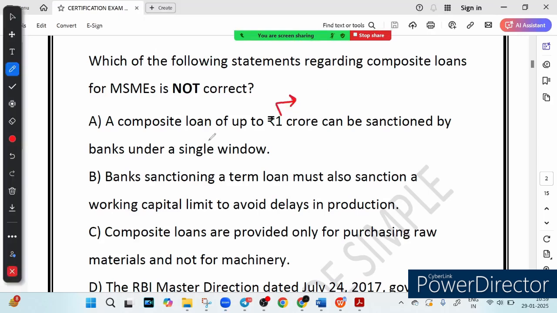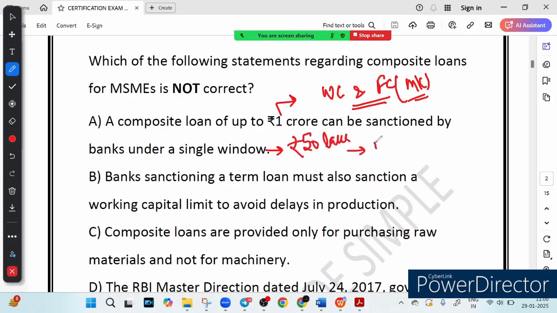This is absolutely correct, because composite loan allows MSME to get funding for both working capital and fixed capital, right? Suppose you are buying machinery, that is fixed capital. So composite loan allows MSME to get funding for both working capital as well as fixed capital under a single application to avoid unnecessary paperwork. Let me give you an example. Suppose an MSME applies for 50 lakh rupees to buy machinery, right? And rupees 10 lakh for daily operational expense. So they get both under one loan, right?